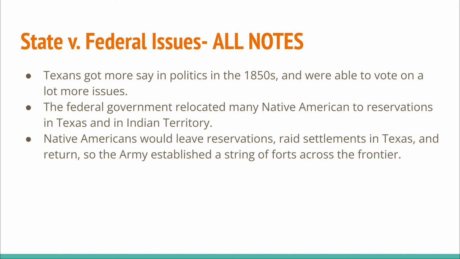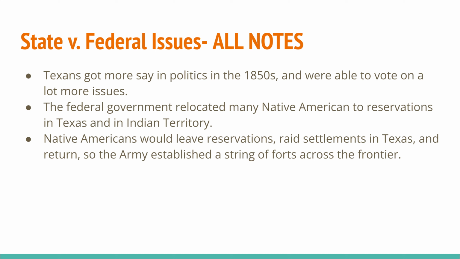So, there are some issues between the state government and the federal government, between the Texas government and the United States government. Okay? Texas is going to get more say in politics in the 1850s. They're going to be able to vote on a lot more issues. The federal government, the American government, is going to relocate many Native Americans to reservations inside Texas and some of the Indian territories, which now would be like Oklahoma, Kansas, that part of the U.S. north of Texas. A lot of that is going to become Indian reservations.